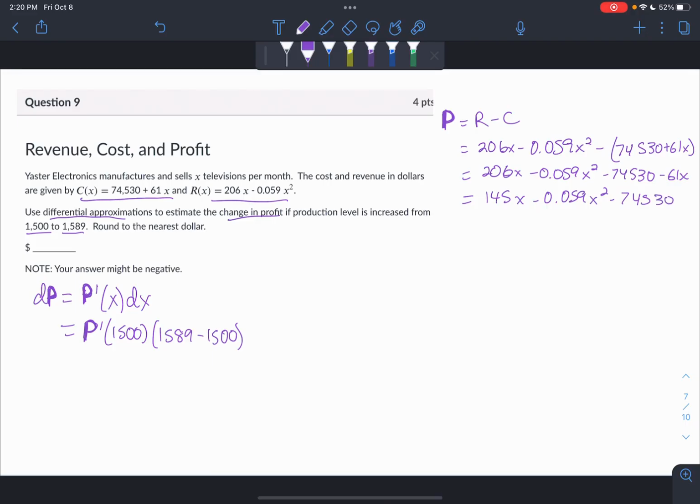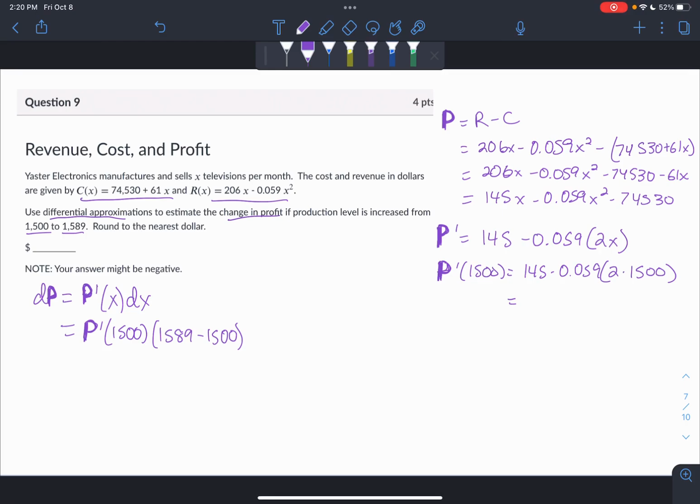Okay, P prime. Let's take the derivative now. That's just going to be 145 minus 0.059 times 2x. And then I want P prime of 1500. So 145 minus 0.059 times 2 times 1500. And so this gives me negative 32. So let's plug this over here. Negative 32 times 89. That's my change in x. And this comes out to be minus 2848.